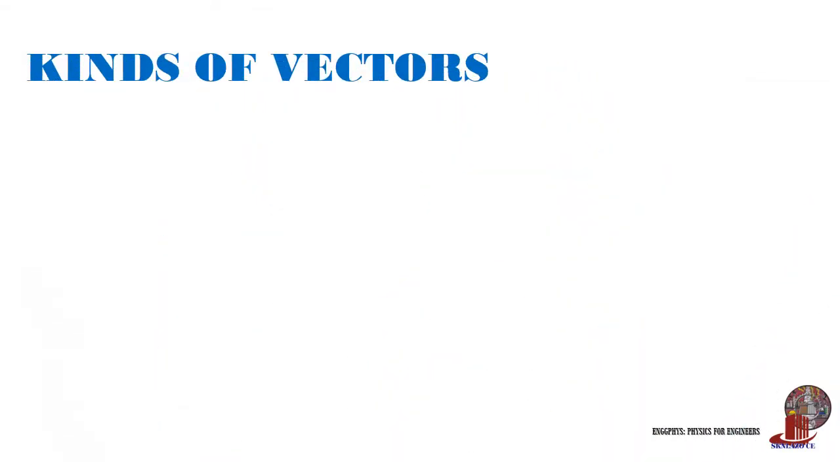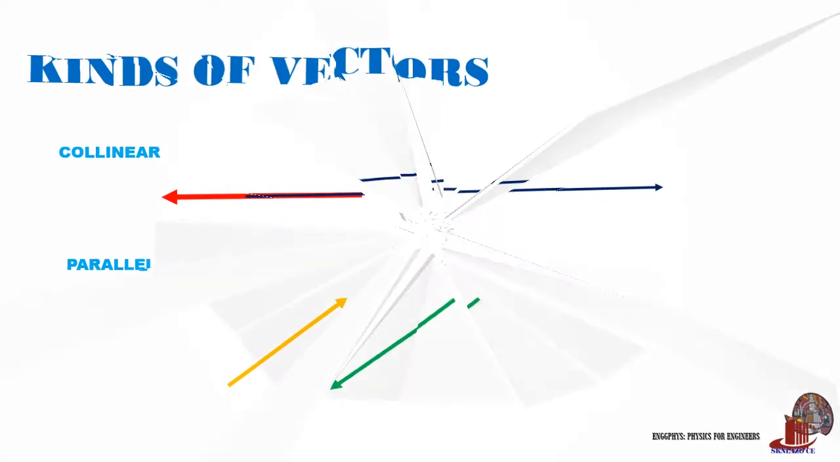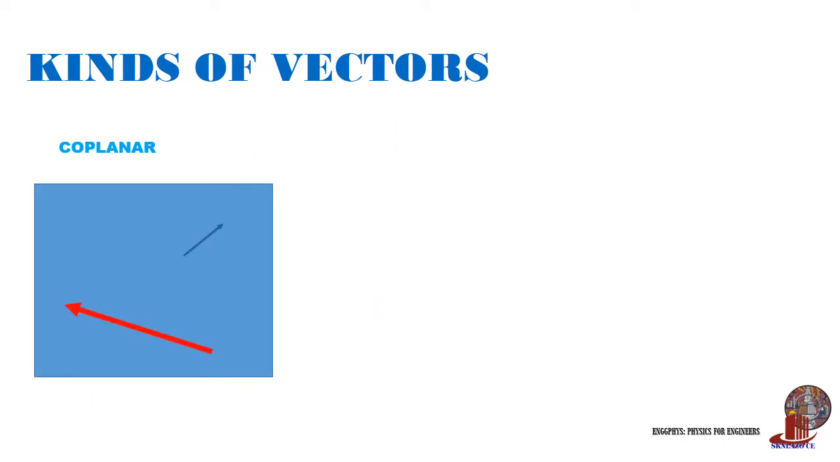Vectors are categorized in different concepts. Collinear vectors lie on the same straight line irrespective of their magnitudes and direction. Parallel vectors have similar inclination, however they lie in two different paths. Coplanar vectors, on the other hand, occur on the same plane regardless of their direction, and concurrent vectors intersect each other or pass through the same point.